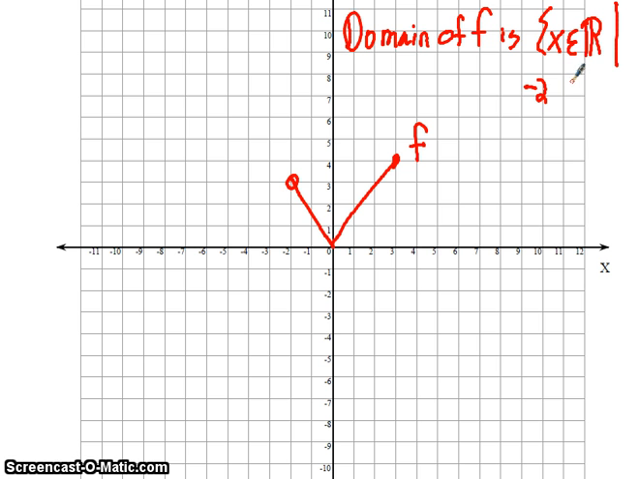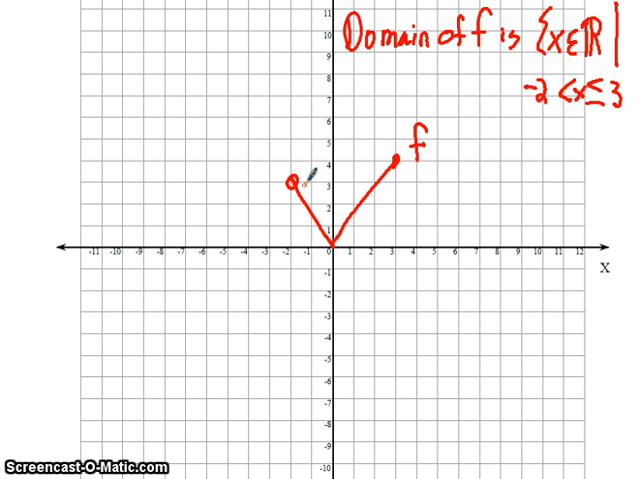-2 is less than x, but x is less than or equal to 3. Because x can't be -2, can it? If you look this way, on your line, x cannot be -2, can it? And x can't go past 3. So your domain is within these two boundaries. Okay? Got that so far?